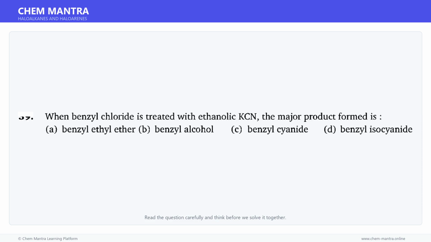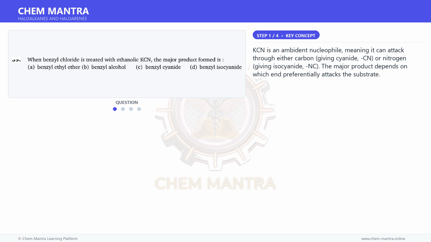Here is a question. Read it carefully and think about the answer. Let us solve it step by step. Let us first understand the key concept here. KCN is an ambident nucleophile, meaning it can attack through either carbon, giving cyanide, CN, or nitrogen, giving isocyanide, NC. The major product depends on which end preferentially attacks the substrate.